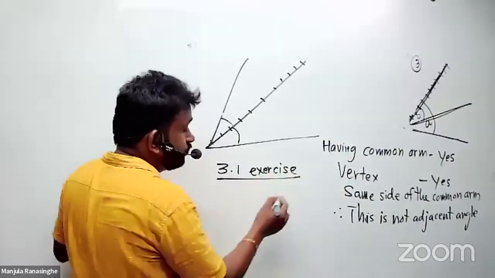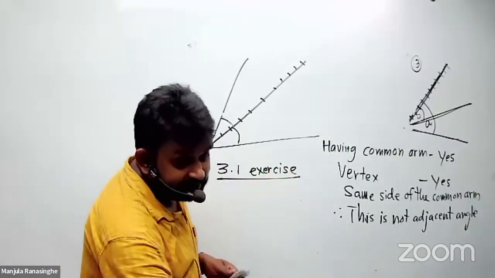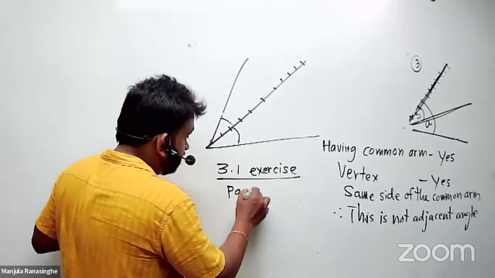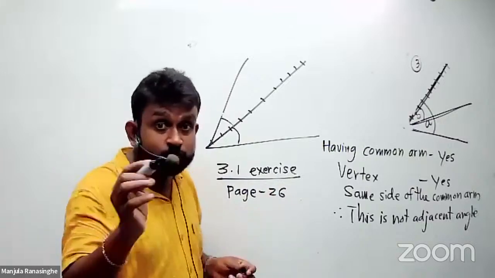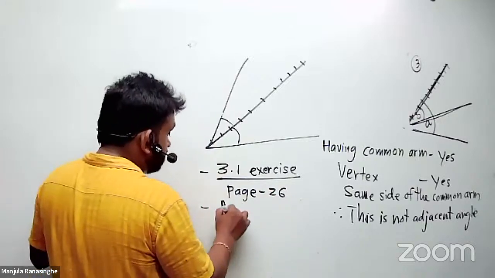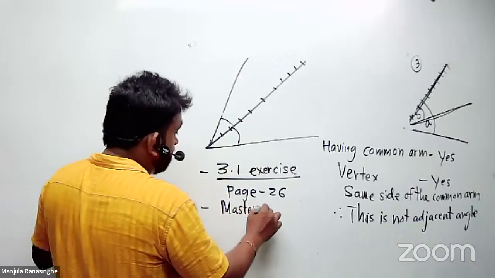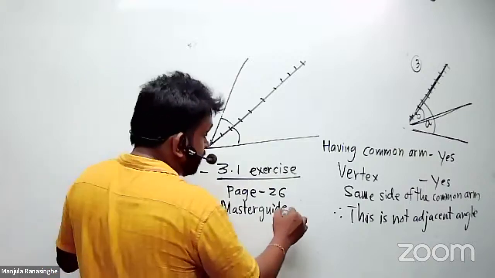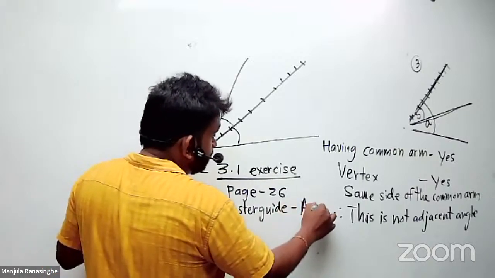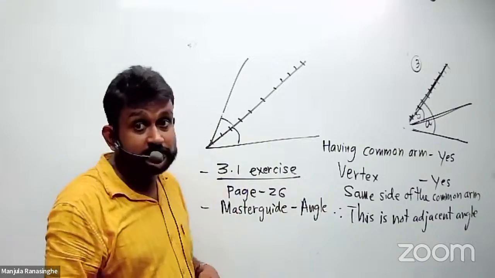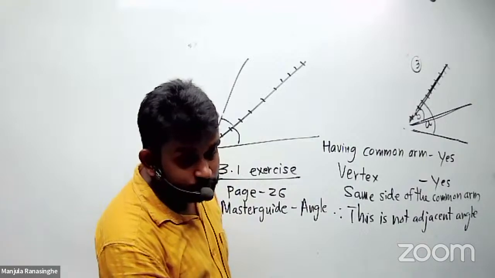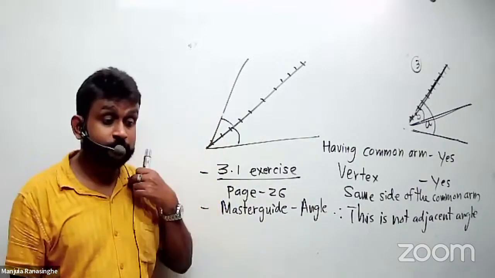Exercise 3.1 we have to do. That is on page number 26. Do this exercise, and what is the other homework? Take the master guide, English medium maths, part 1. There, do the angle first part, though we didn't complete it totally. You can deal with the angle first part. Are you okay with today's lesson, my student? Yes, sir.